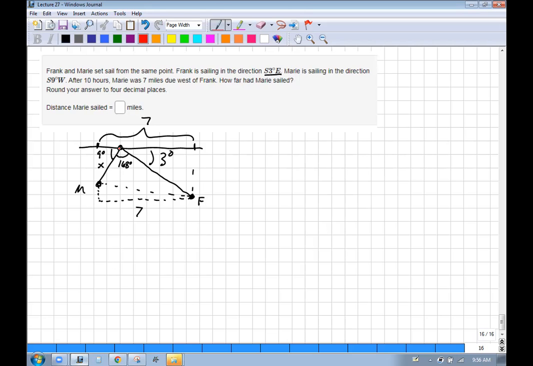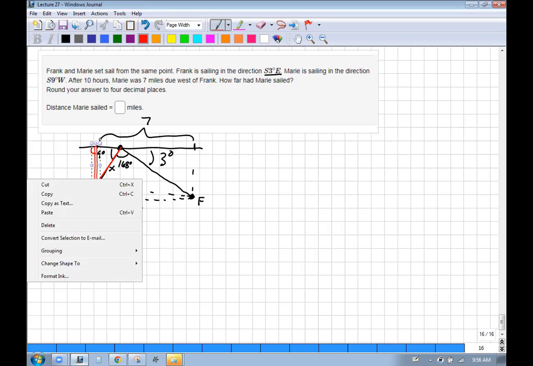We want to know this length. Well, let's see, we have a right triangle here. Move this over. We want to know that. I shouldn't do this in red. I'm going to make this blue.